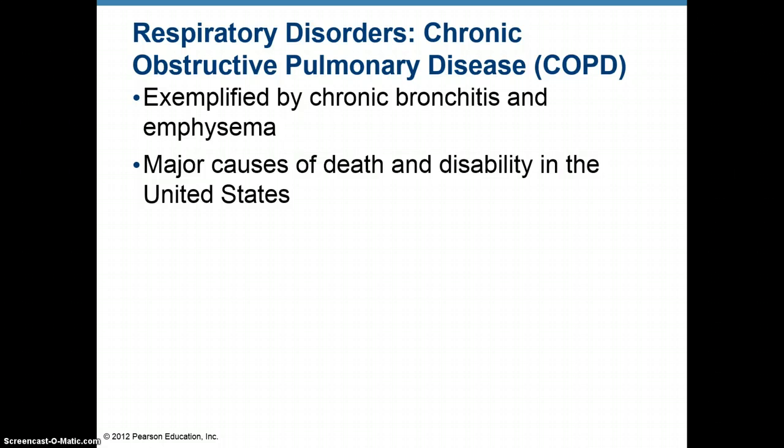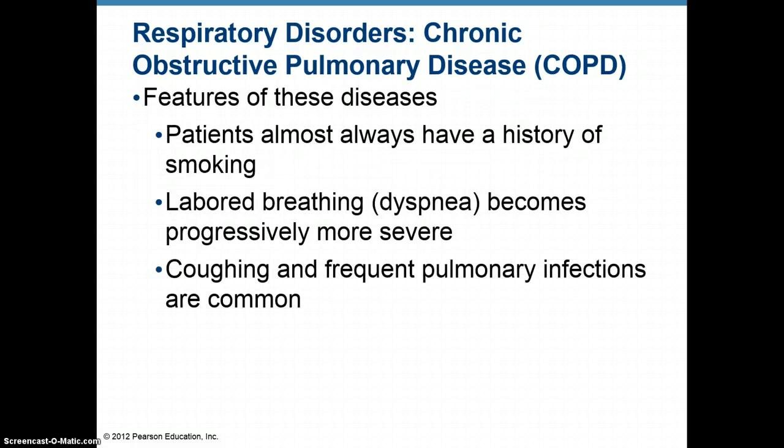When a person has COPD, the person can have chronic bronchitis, or inflammation of the bronchi, and emphysema. Chronic obstructive pulmonary disease is the major cause of death and disability in the United States. That means there are a lot of people who die because of this disorder. Let's talk about what this disease is. Patients almost always have a history of smoking if they have COPD. That means if a person smokes, the chances of them having COPD are higher than those who don't smoke.